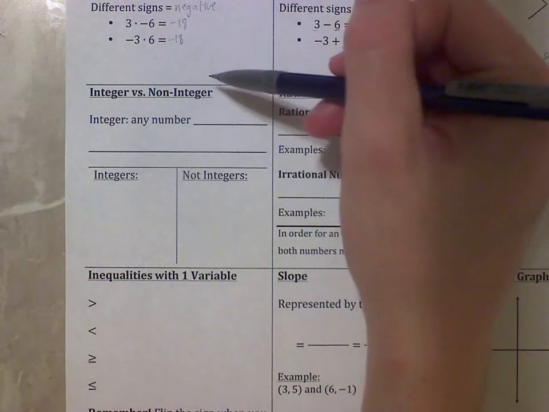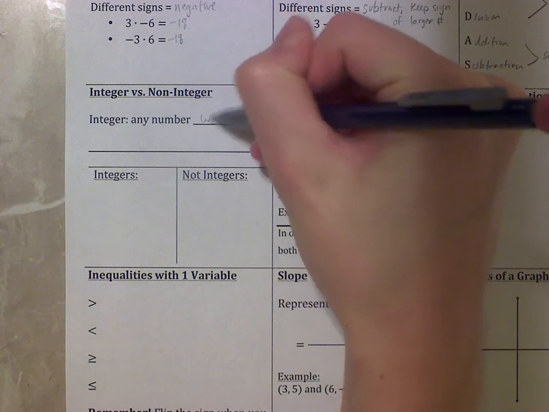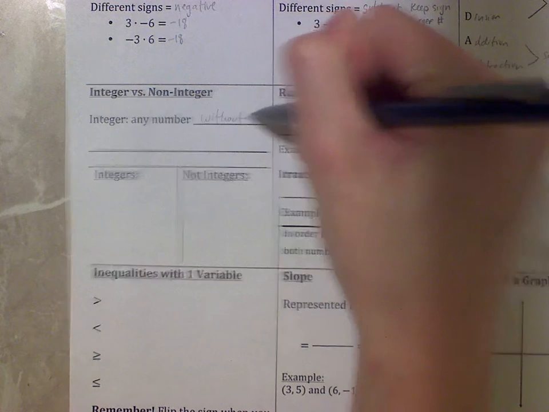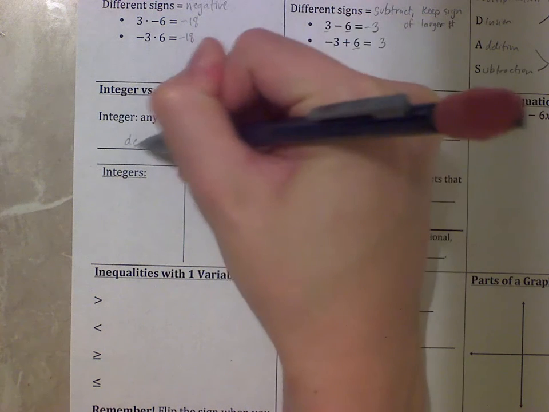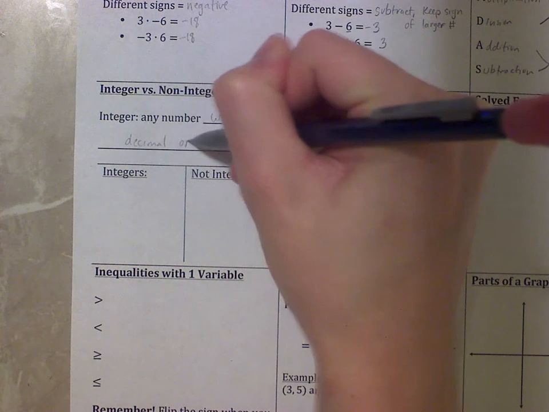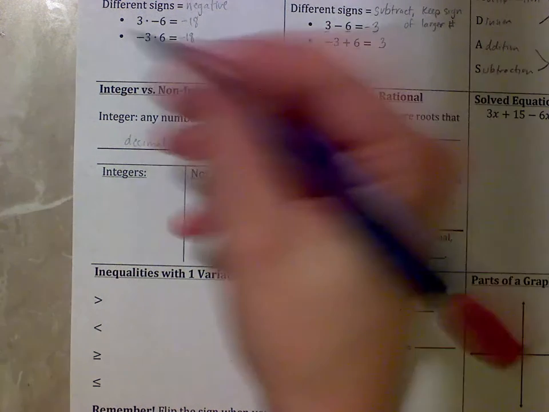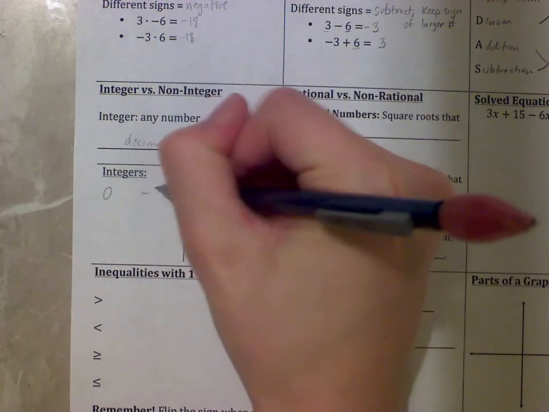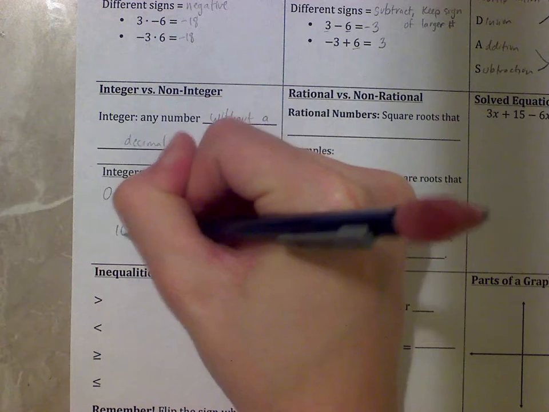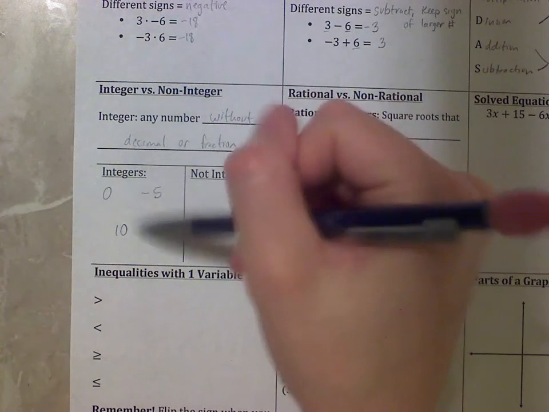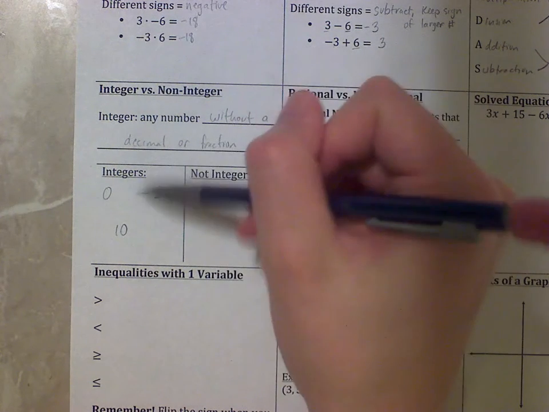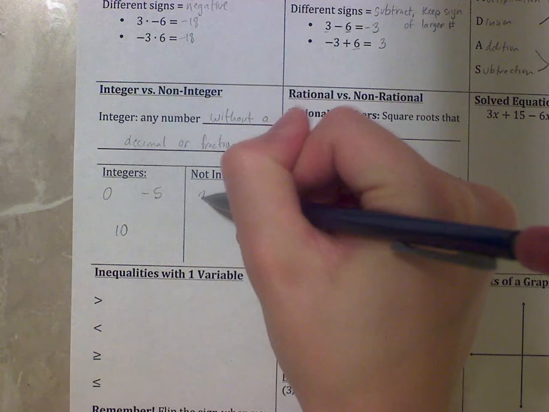Integer versus non-integer. An integer is any number without a decimal or fraction. Now, integers can be 0, they can be negative, they can be positive. What they can't have is any sort of decimal or fraction. So these are integers, and these are not integers.